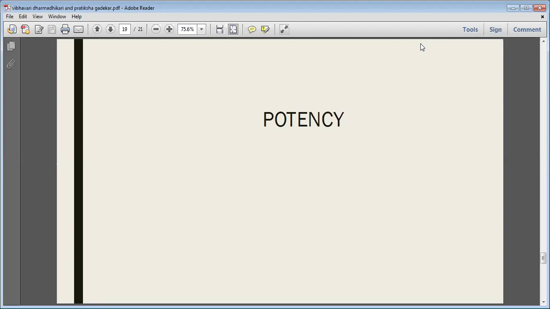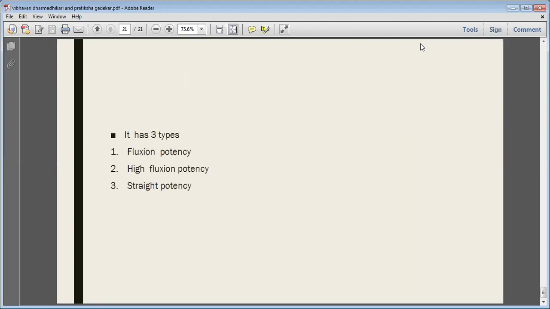So these are certain precautions we should take when we are doing the potentization. Next time we will see the proper process of the trituration and the potency with their types. There are 3 types of potency: flexion potency, high flexion potency, and straight potency. They are all under the succussion.